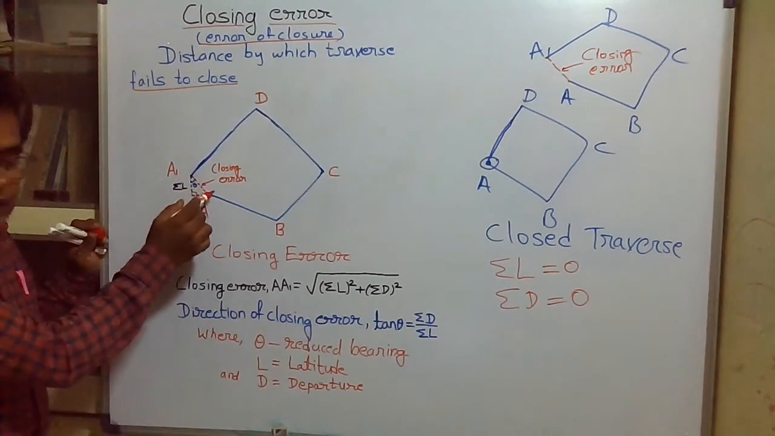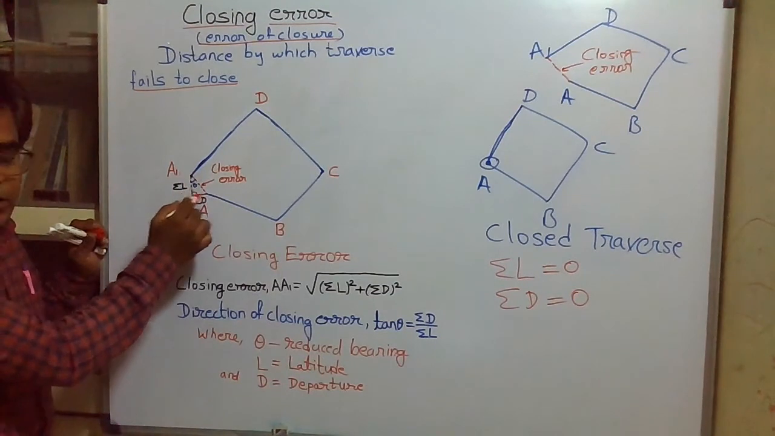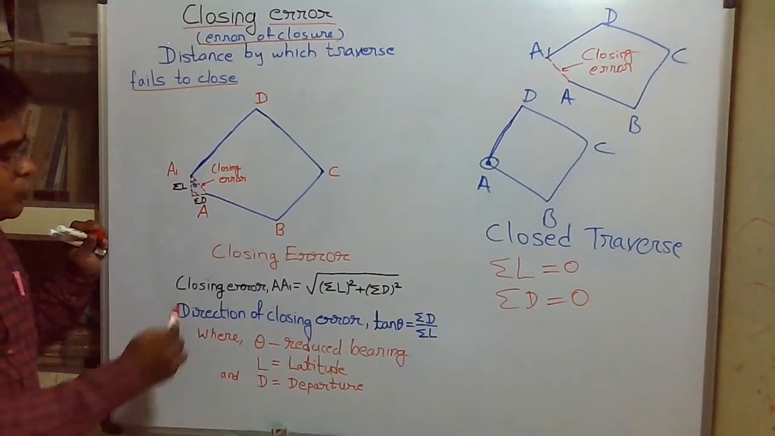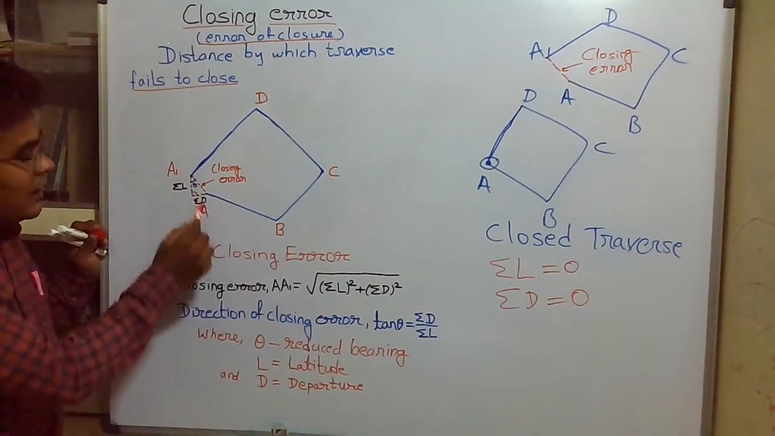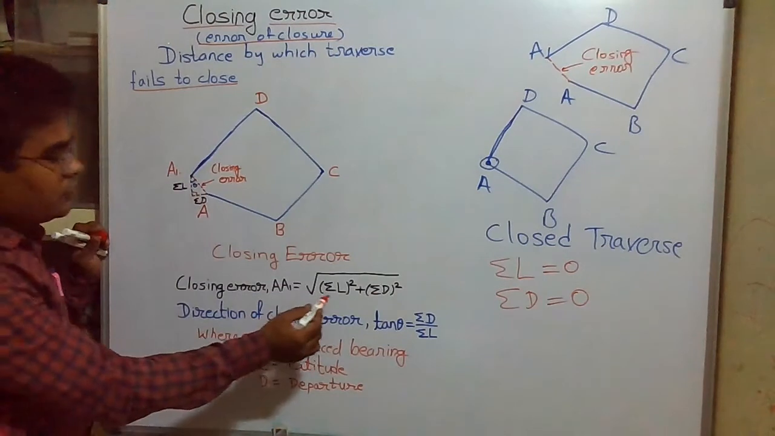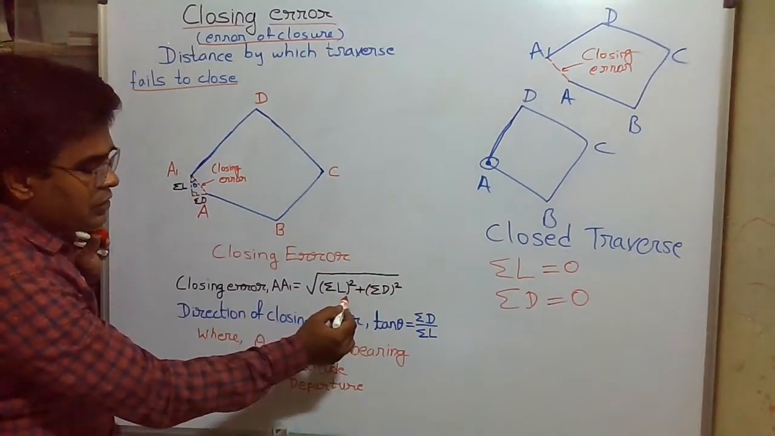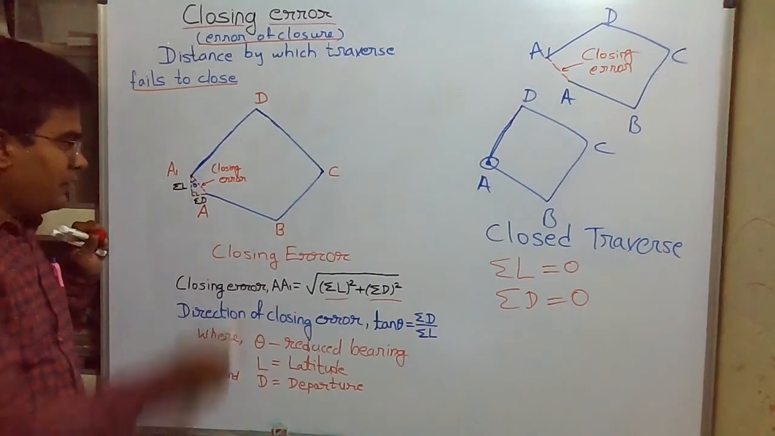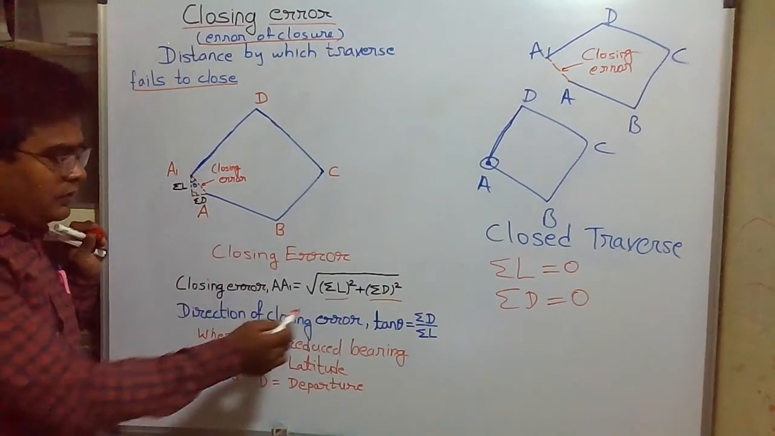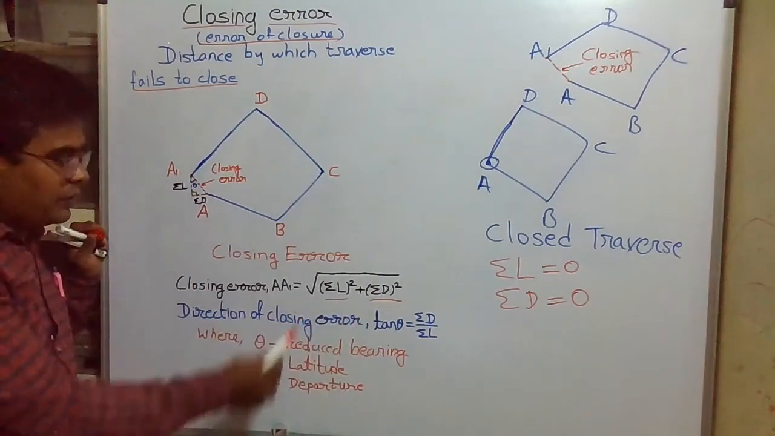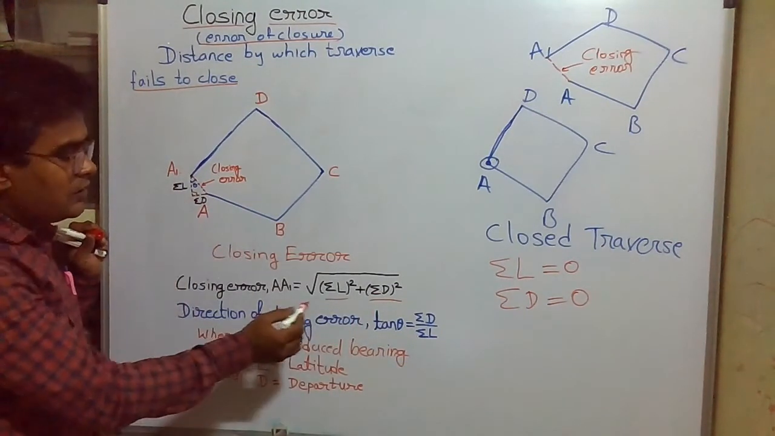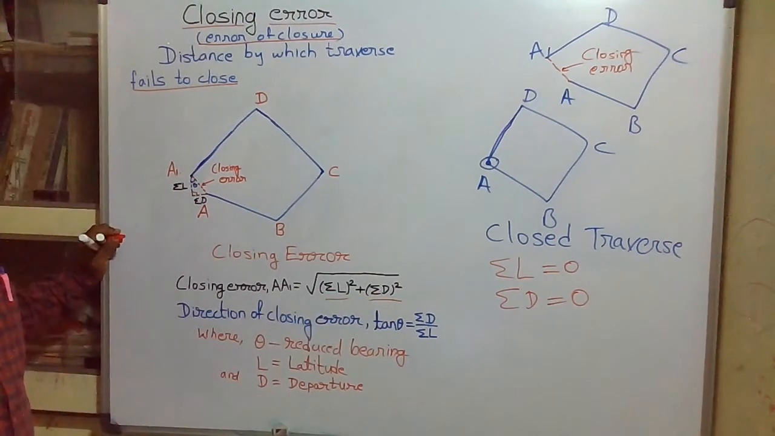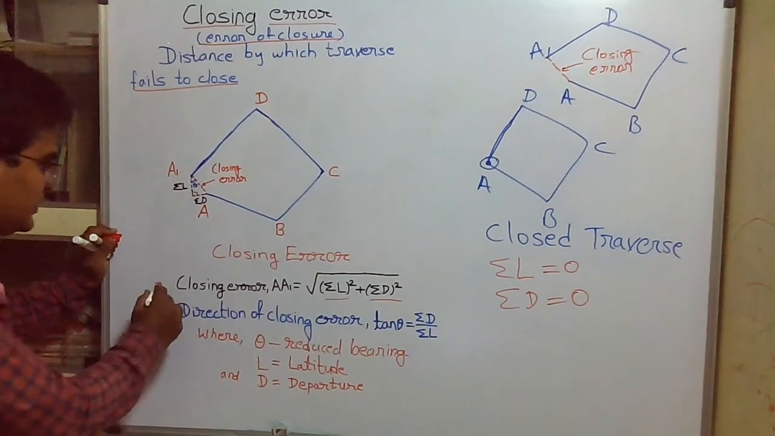Here you can see one triangle. It is formed by the summation of latitude and summation of departure. They are perpendicular to each other, and this closing error is the hypotenuse. So the closing error AA1 we can write as the square root of summation L square plus summation D square. This is the hypotenuse and there are two perpendicular sides. So by Pythagoras theorem we can get the distance AA1 as the square root of summation of latitude square plus summation of departure square. This is the closing error.